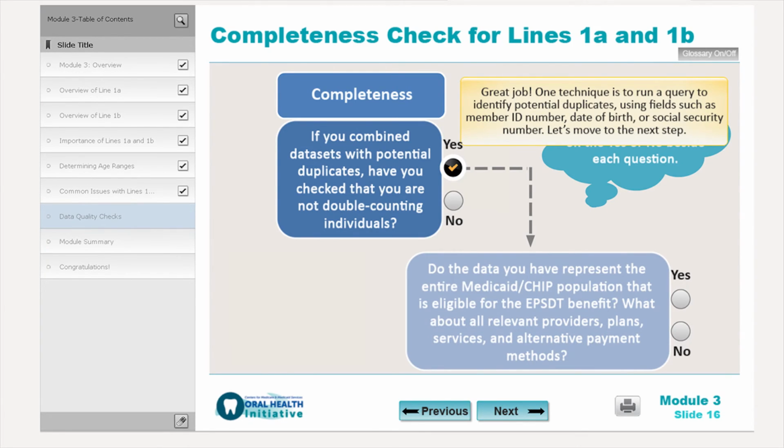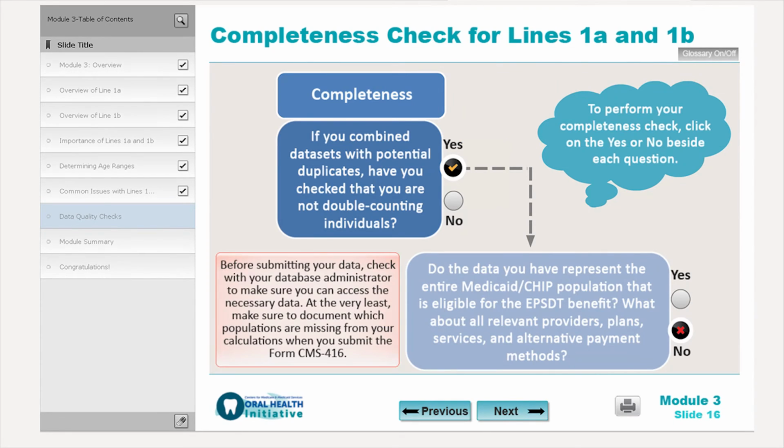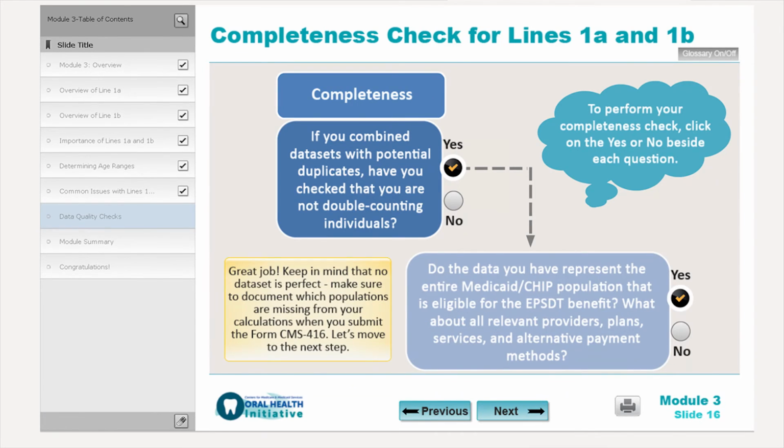Here's the second question. Do the data you have represent the entire Medicaid and CHIP population that is eligible for the EPSDT benefit? What about all relevant providers, plans, services, and alternative payment methods? If you answered no, remember that before you submit your data, you should check with your database administrator to make sure you can access all the necessary data. At the very least, make sure to document which populations are missing from your calculations when you submit the Form CMS-416. If you answered yes, great job.